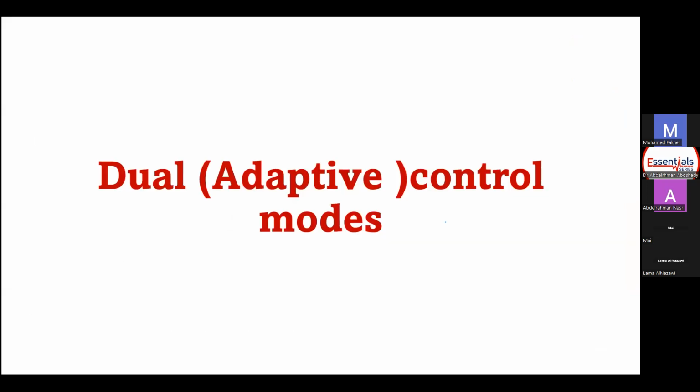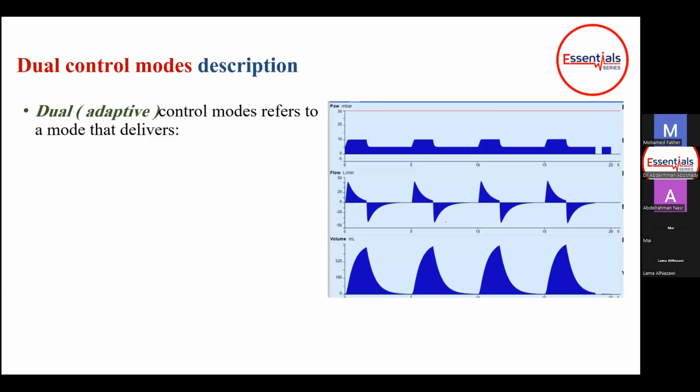So let's start our journey with the dual control modes, or preferably called adaptive control modes. Dual control modes are not truly dual control modes. They are a variant of pressure control modes. Dual control modes are a subtype or subgroup of pressure control modes, actually. These modes deliver a constant pressure through the whole inspiratory cycle. The pressure is limited, as we can see. But this limit of pressure is not constant between breaths. The limit of pressure in the dual control modes can increase or decrease according to the lung mechanics. The breaths are still pressure limited or pressure controlled, but this pressure limit is not constant. It changes from one breath to another to adapt to the change of the compliance or resistance in the patient.